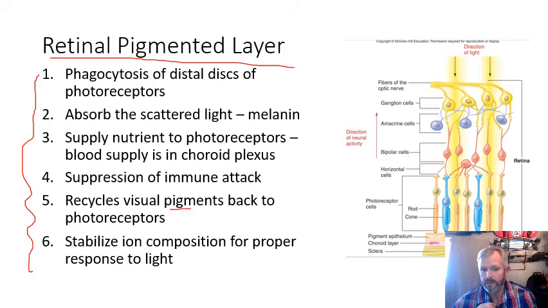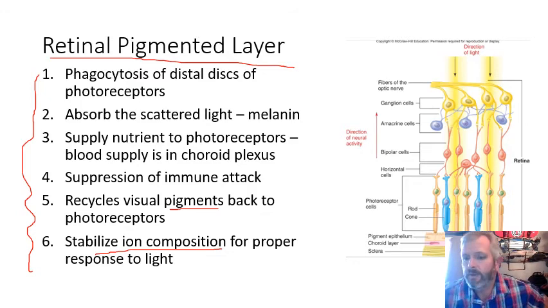We're going to talk about the pigments in a bit, because those are what's going to cause the signaling in the photoreceptors. They also, kind of like astrocytes, stabilize ion composition so these cells can respond properly. So they're almost like astrocytes of the photoreceptors. They're kind of the gophers to help make sure these photoreceptors can operate properly.